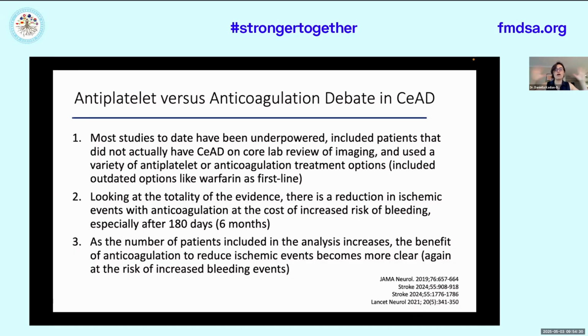But I think if you look at all of the evidence together, the bottom line is being on an anticoagulant like rivaroxaban, Xarelto, or Eliquis, apixaban, or warfarin seems to reduce the blood clot risk. But it does come at an increased risk of bleeding because it's a blood thinner. And that risk goes up a lot after 6 months of treatment.